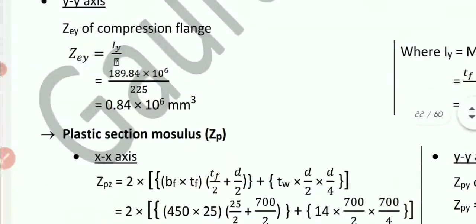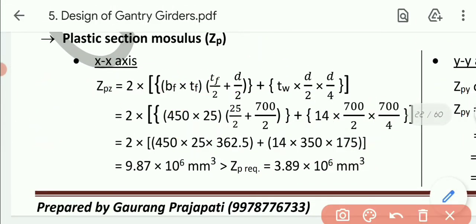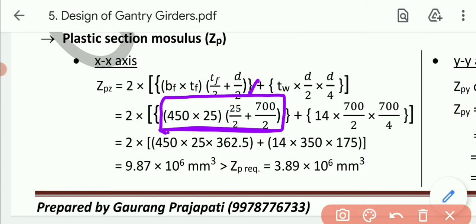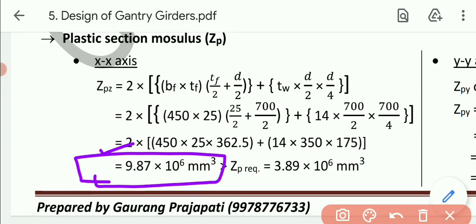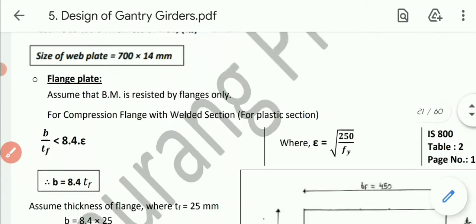Yeah, see, this one is the flange portion, 450 multiplied by 25 into this y bar, that is 25 by 2 into 700 by 2. Similarly, this one is the half web portion, 14 into 350 into 350 by 2, that is 700 by 4, and whole multiplied by 2 times. By simplifying the term, I will get the answer, this one, 9.87 into 10 raised to 6 mm cube, and this ZP should be greater than our requirement criteria, which we have got in step number 4.